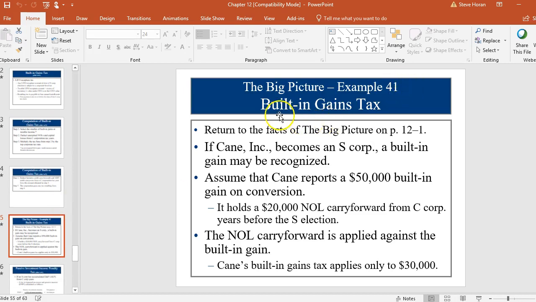And the big picture, built-in gain tax: if Kane becomes an S Corp, a built-in gain may be recognized. Assume that Kane reports a $50,000 built-in gain on a conversion. It holds a $20,000 NOL carry forward from its C Corp years before the S election. The NOL carry forward can be applied against the built-in gain. The built-in gain then only becomes $30,000.